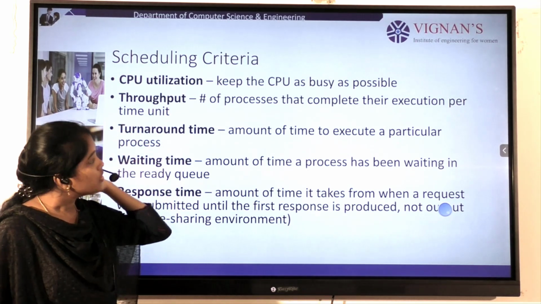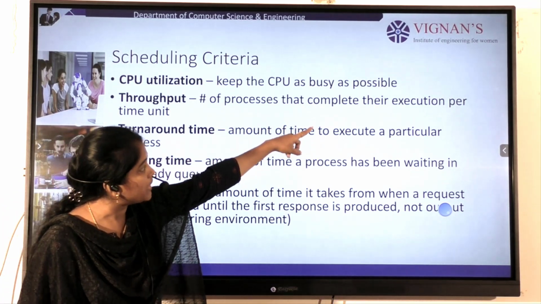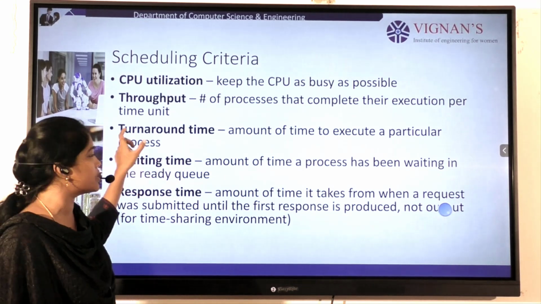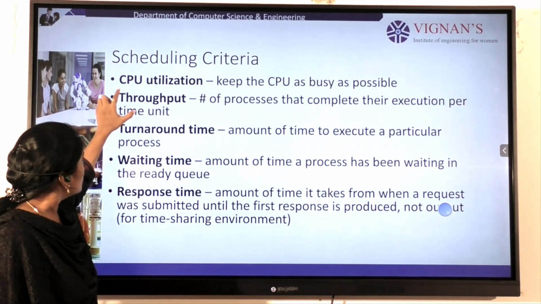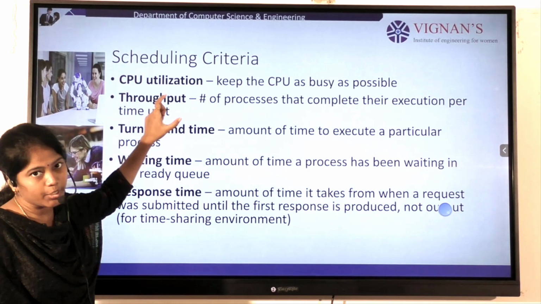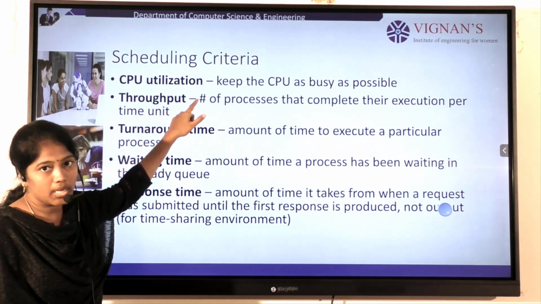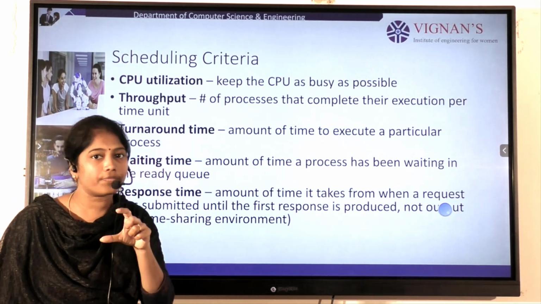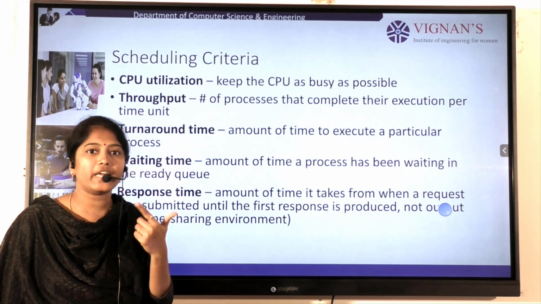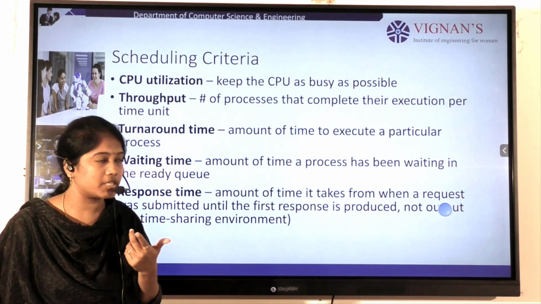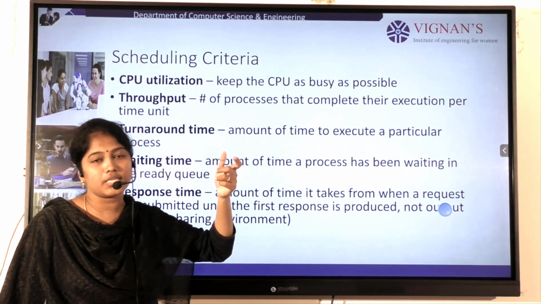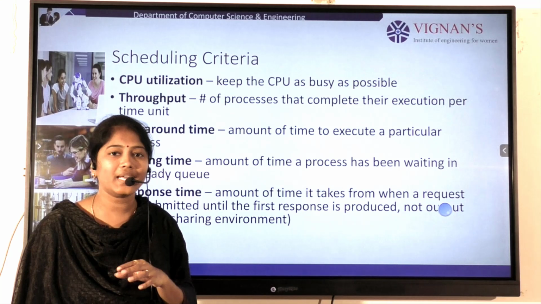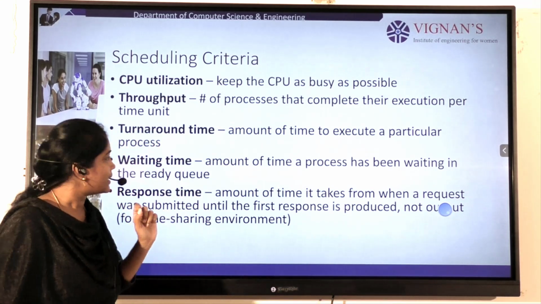Next one, throughput. Throughput is nothing but the completion of process execution per unit of time. So the main criteria for scheduling is to maximize CPU utilization and to maximize throughput. That means for a particular unit of time, a number of processes should execute. CPU should continuously work on, should not wait for any other process, and should not give any time lapses.